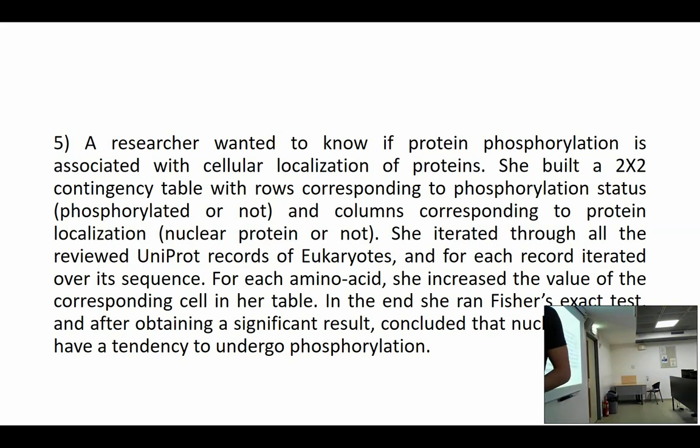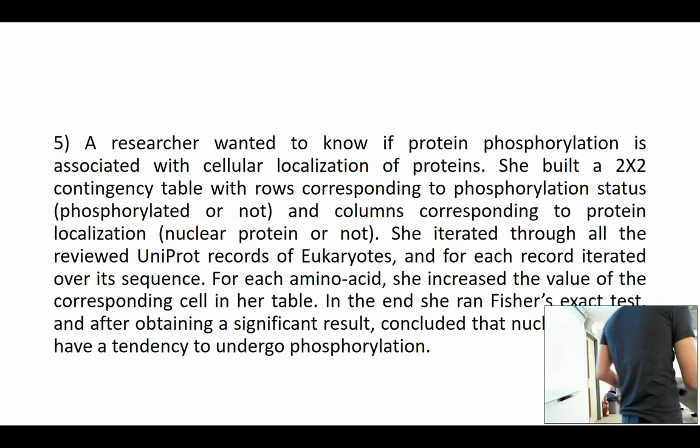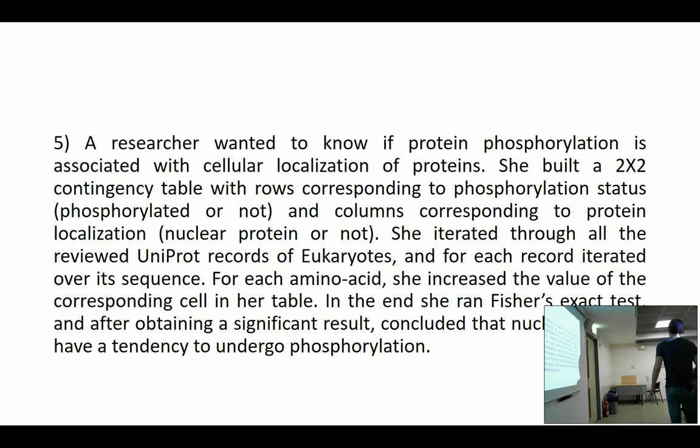Not all the amino acids can be phosphorylated, so she needed to take only the fraction of the amino acids that have the option to be phosphorylated. That's a big problem. It's kind of silly to look, for example, at the arginine residues, which just cannot undergo phosphorylation. So it would clearly bias the results. Anything else?